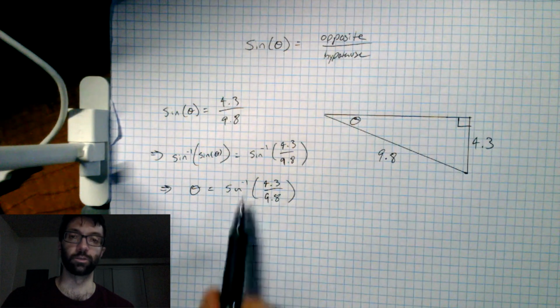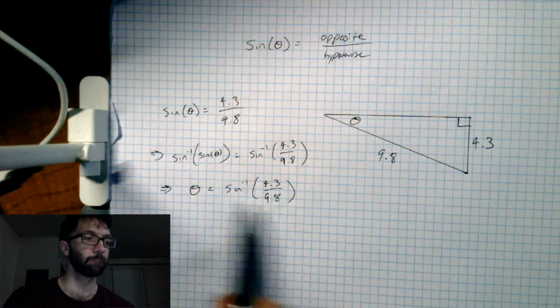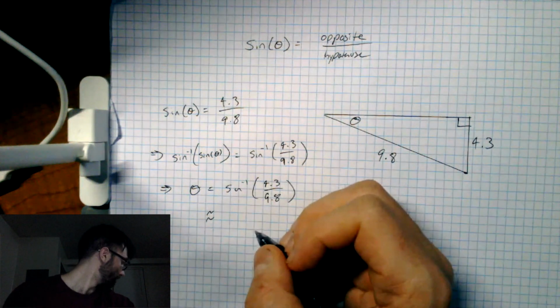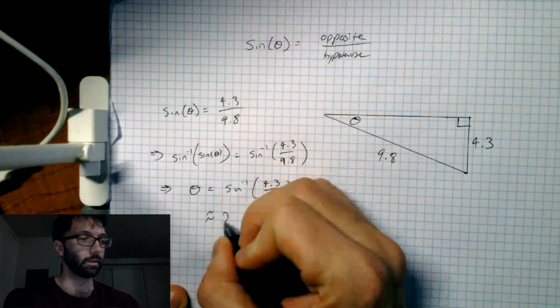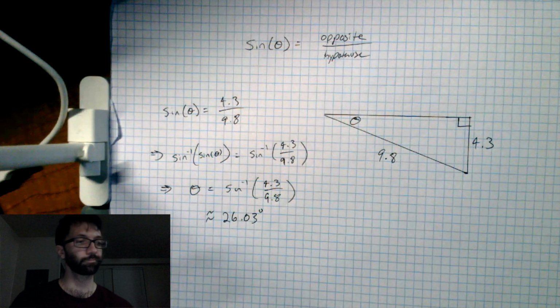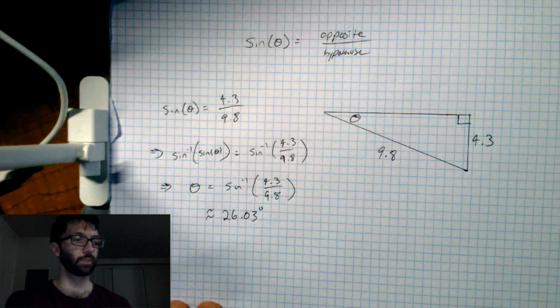Okay, now this is what you want to type into your calculator, and that will give you roughly 26.03 degrees. Alright, and with that said, guys, it's been demonstrated.